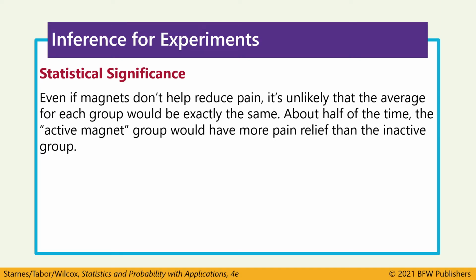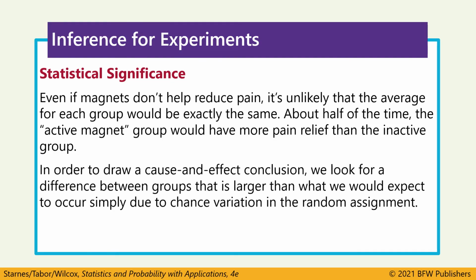So these results are going to be split pretty much down the middle, where about half the time the active magnet group is going to have more pain relief than the inactive group, even if the magnets don't do anything at all. So if we get to the end of our experiment and we see that the active magnet group did report better results, how do we know that that's because of the treatment and not just because of chance sampling variation due to the random assignment of our subjects?